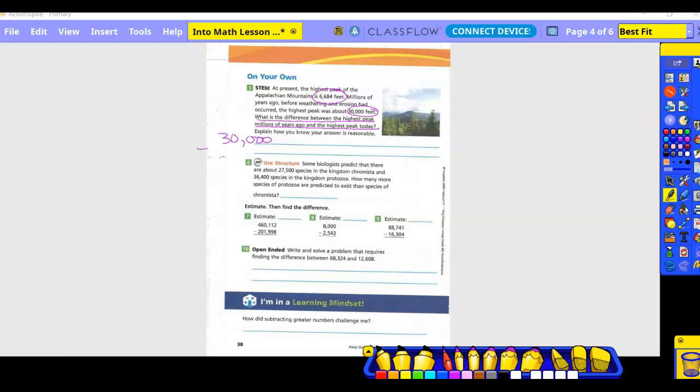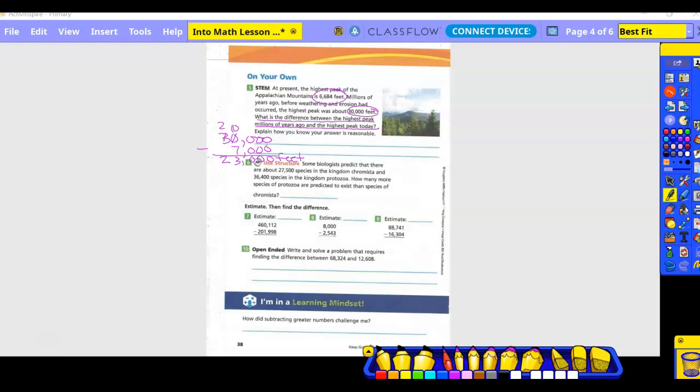Is the other one going to be 6,000 or 7,000? How do they know millions of years ago that something was 7,000? So 0, 0, 0, this becomes a 10, this becomes a 2. So 10 minus 7 is 3, and then bring down the 2. So 23,000 feet, right, is our estimate.